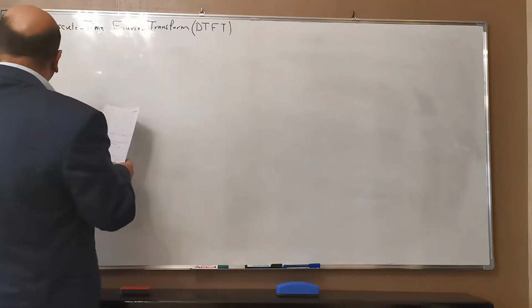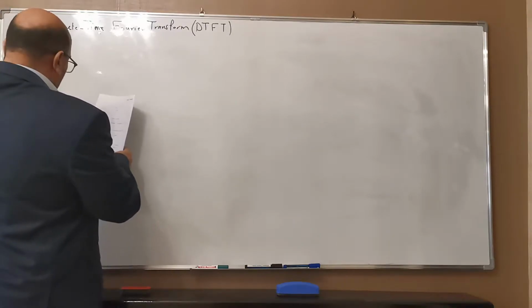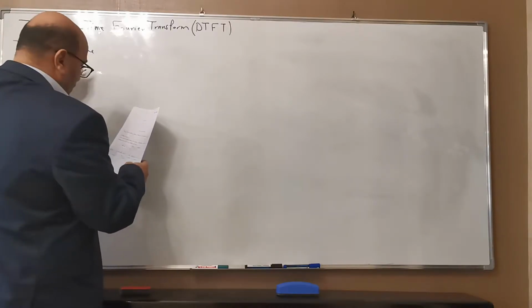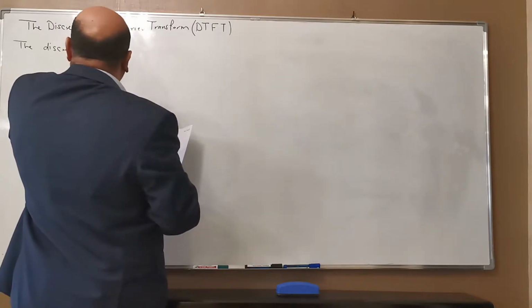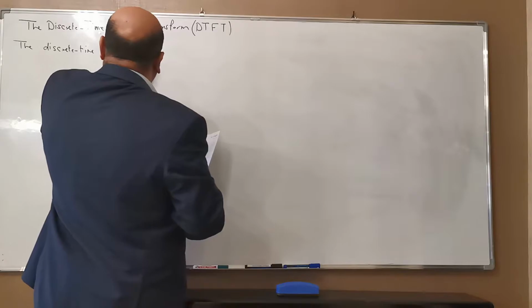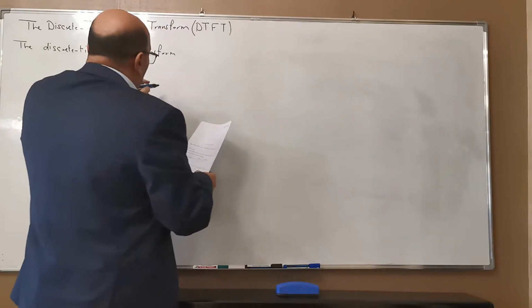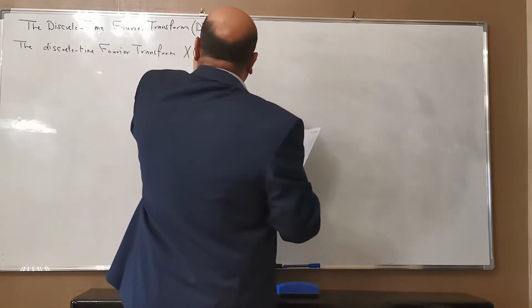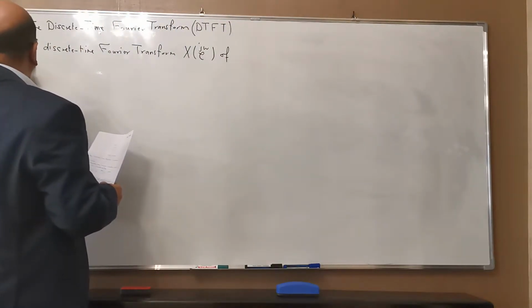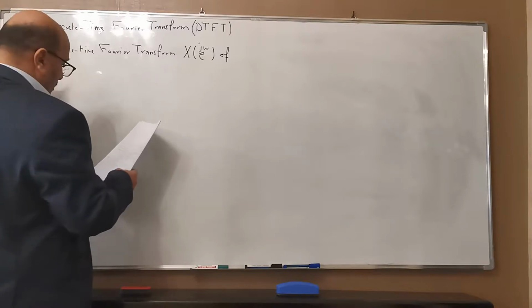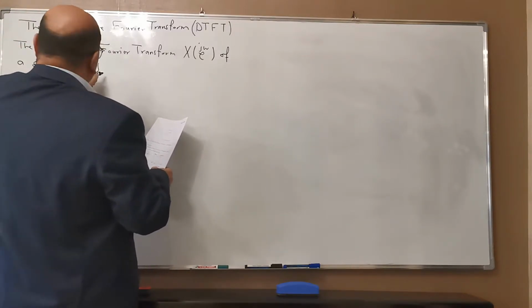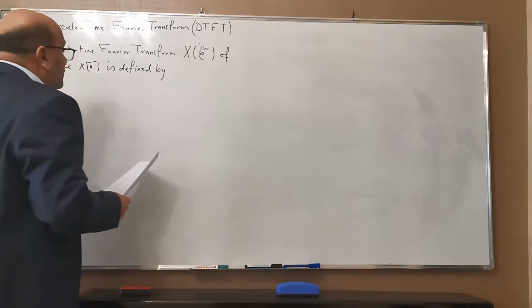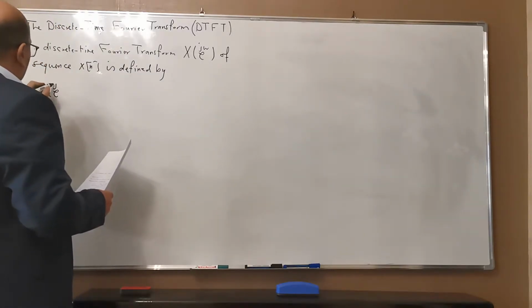As a definition, the discrete time Fourier transform, وراح نعطيه الرمز x of e j omega of a sequence x of n is defined by x of e j omega.